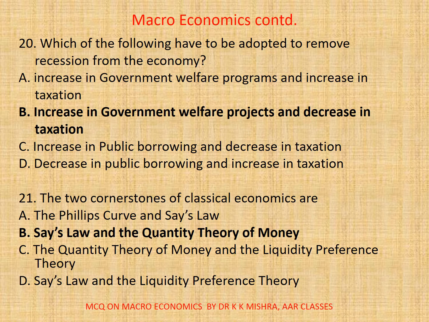20. The two cornerstones of classical economics are A. The Phillips curve and Say's law. B. Say's law and the quantity theory of money. C. The quantity theory of money and the liquidity preference theory. And D. Say's law and the liquidity preference theory. The correct option is B. Say's law and the quantity theory of money.